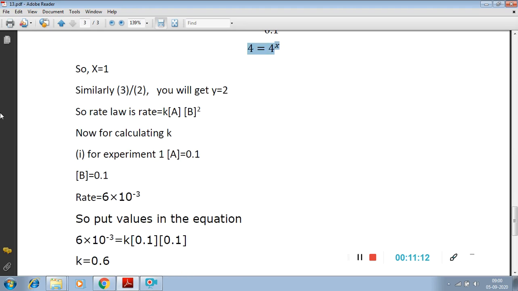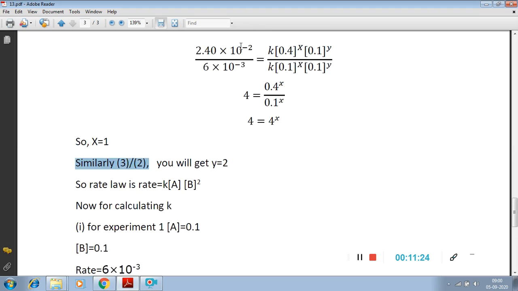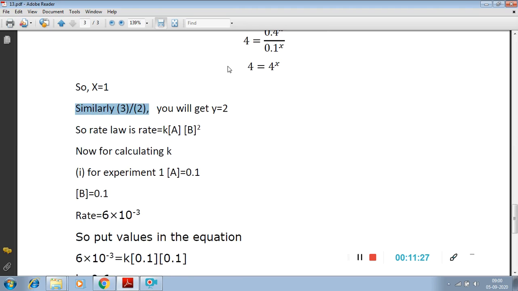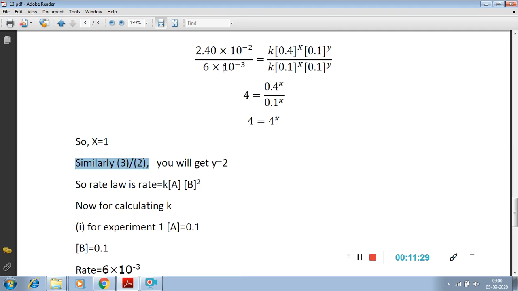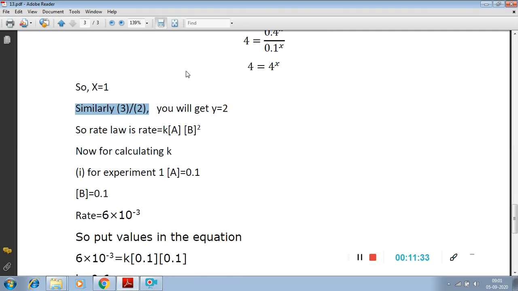Now similarly divide the third equation by the second. The mathematical steps you have to write down in your notebook. I have not written them here. That calculation you have to do in your notebook on your own, and you will get y is equal to 2. Now we have the x and y values, so we can say that our rate is equal to k into A raised to 1 into B raised to 2.